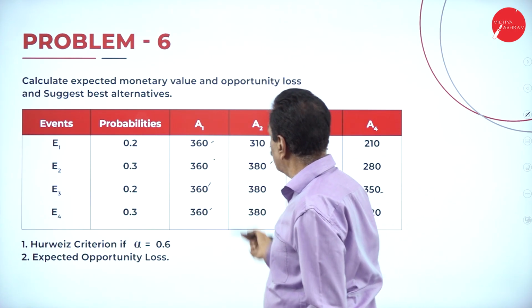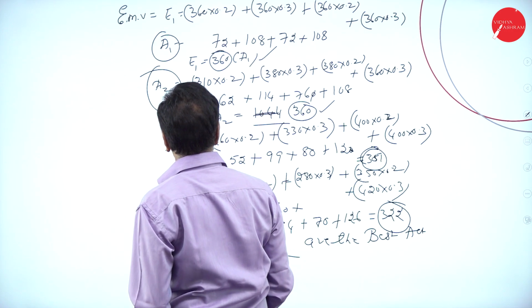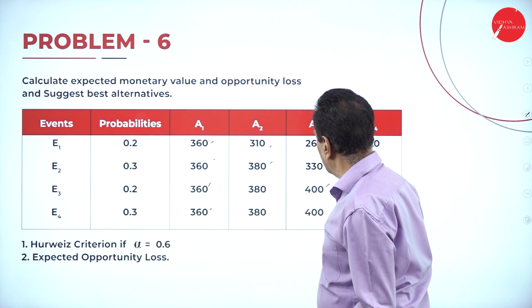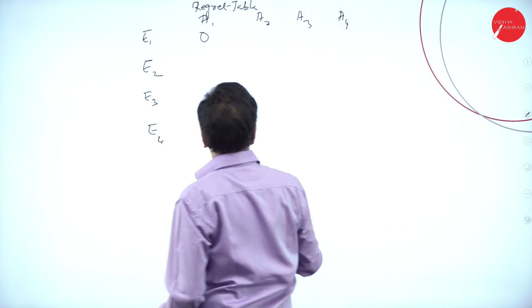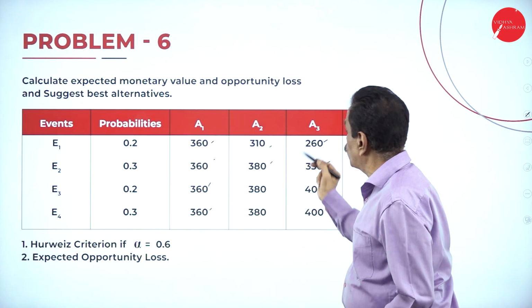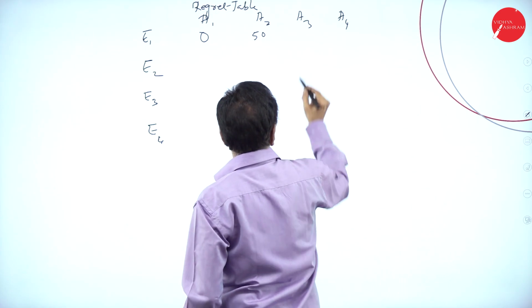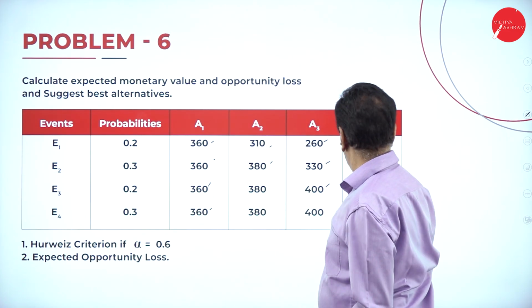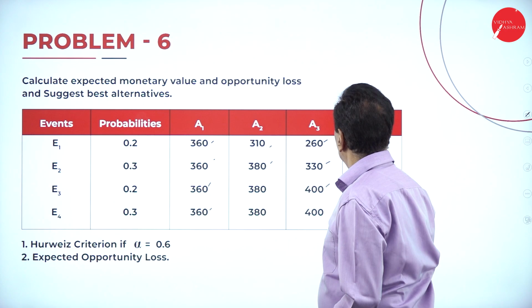Here highest is how much? 360 is equal to 0. Then 360 minus 310 means 50. 360 minus 260 means 100. Then 360 minus 200 means 150.